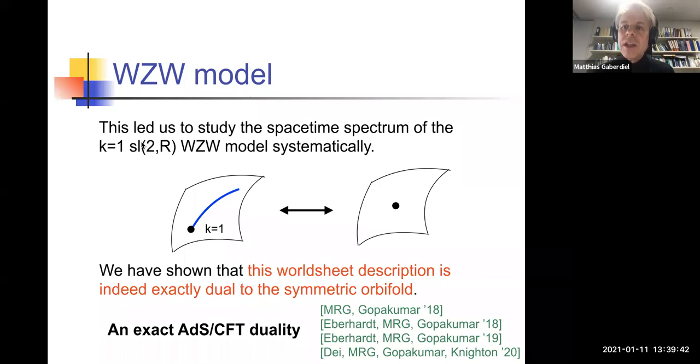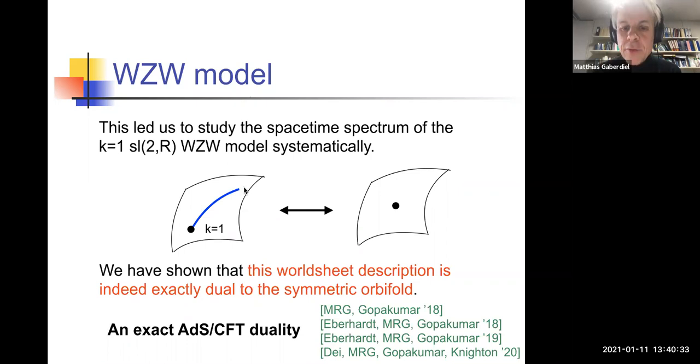And what we've shown is that this is a solvable worldsheet theory, so you can calculate its spacetime spectrum, and you can compare it to the spectrum of the symmetric orbifold. I mean, this is a solvable theory, so you can just go ahead and systematically work out all the physical states and work out all their charges. And what we found is that the spectrum of this theory reproduces exactly the single particle spectrum of the symmetric orbifold of T4. And when I say exactly, I mean exactly. Not just the BPS part, the full single particle spectrum of the symmetric orbifold in the large N limit is exactly the physical spectrum of this k equals one Wess-Zumino-Witten model description of string theory in AdS3 x S3 x T4. So this was the first piece of evidence that the spectrum agrees.